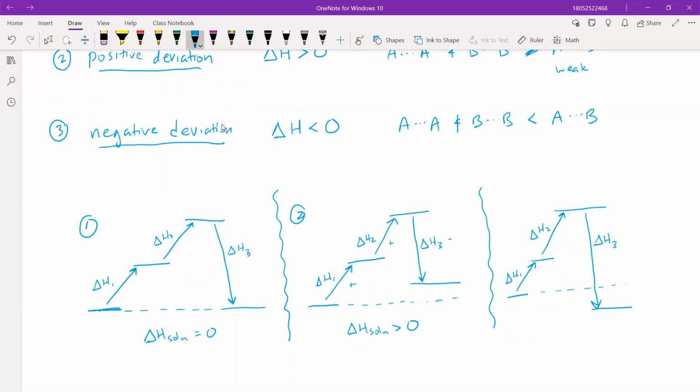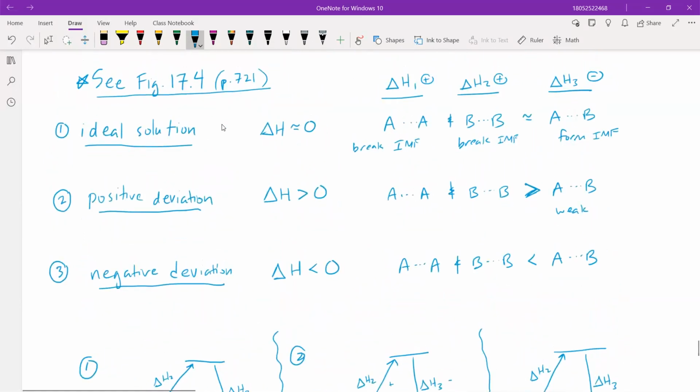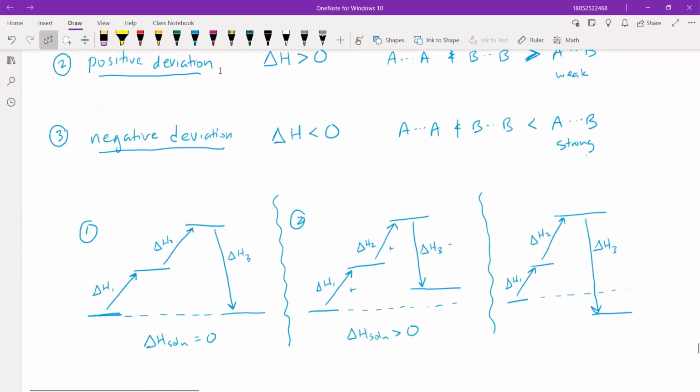In the third scenario, it's the opposite, where the AB forces are relatively strong. So that third step gives off more energy than you put in during the first two steps. So you get positive, positive, and then this negative step being relatively large means that now you're ending up below the enthalpy where you started.